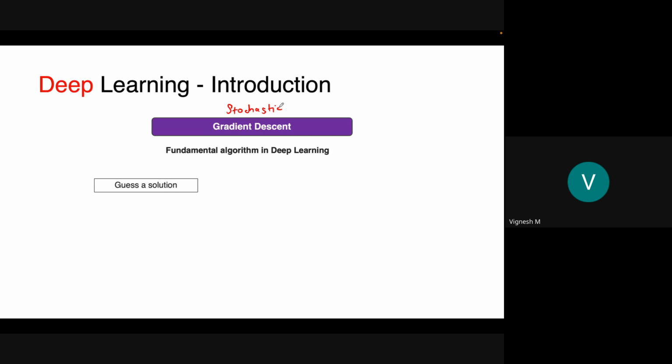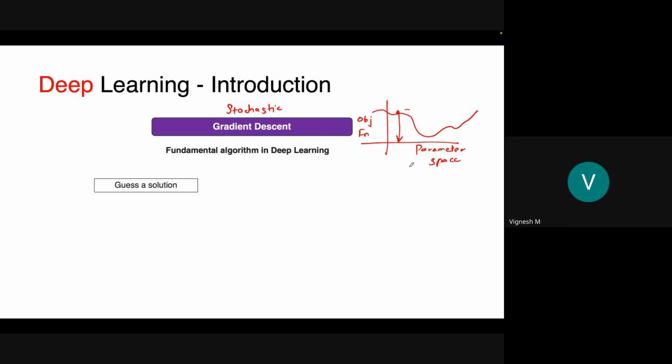You first start by guessing a solution. That means you say, okay, I'm somewhere on this landscape. Let's say that the landscape looks like this. This is my parameter space, and this is my objective. And I say I'm somewhere on this space, right? This is my solution, I guess this is my solution. This is the set of parameters I start off with.